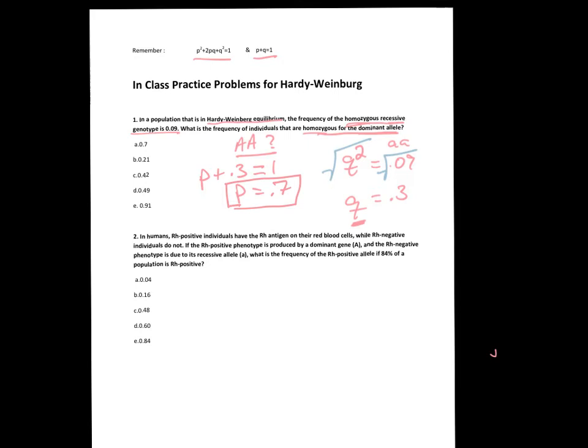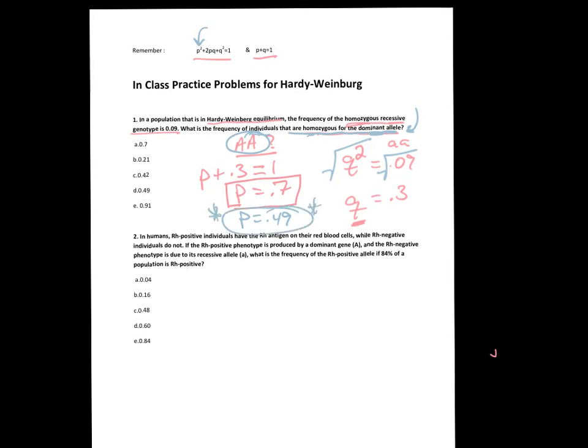It's 0.7. But that's not what they're asking you. They're asking you how many individuals are homozygous dominant, homozygous for the dominant allele. So they're asking you for big A, big A, which means they're asking you for p squared. So you have p, just square it. If you do p squared, 0.7 squared equals 0.49. That's your answer. It's 0.49.